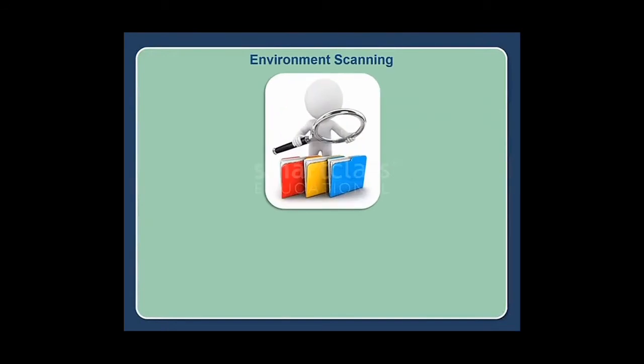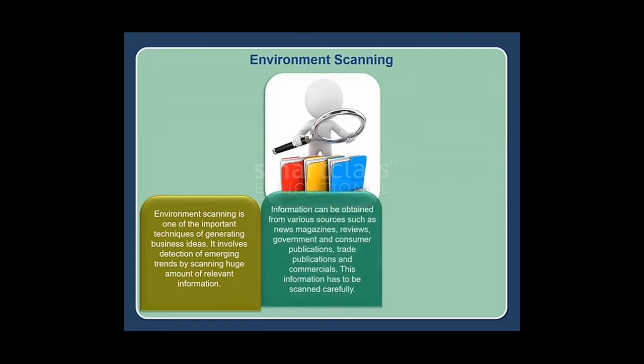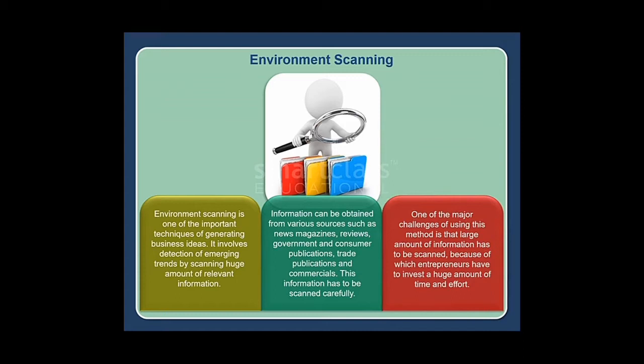Environment scanning. Environment scanning is one of the important techniques of generating business ideas. It involves detection of emerging trends by scanning a huge amount of relevant information. Information can be obtained from various sources such as news magazines, reviews, government and consumer publications, trade publications, and commercials. This information has to be scanned carefully. One of the major challenges of using this method is that a large amount of information has to be scanned, because of which entrepreneurs have to invest a huge amount of time and effort.